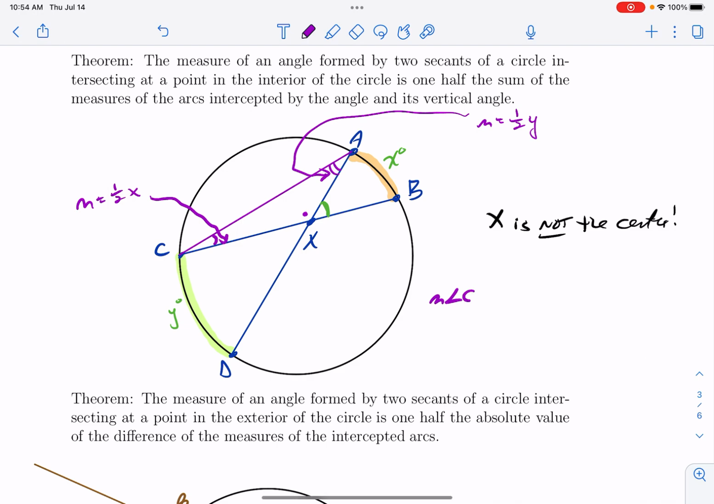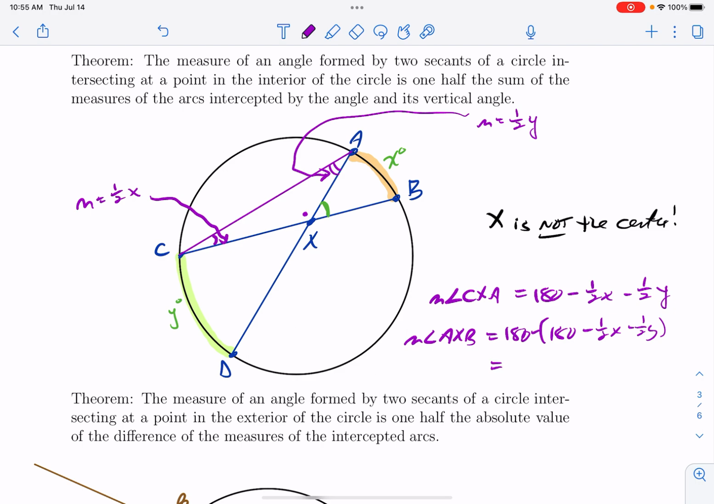Measure of angle CXA. Well, we can use the 180 rule. There are 180 degrees total in the triangle. We've used up 1/2 x. We've used up 1/2 y. But then the original one we were trying to find here is in a linear pair with the one with the purple dot. So the measure of angle AXB is 180 minus this thing we just computed, which works out to 1/2 x plus 1/2 y, or a better way to think about that is (x plus y) over 2.